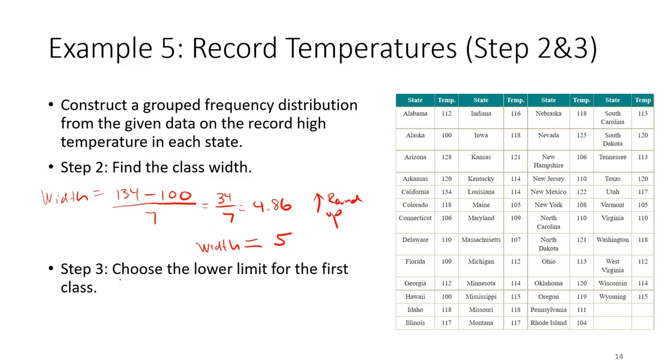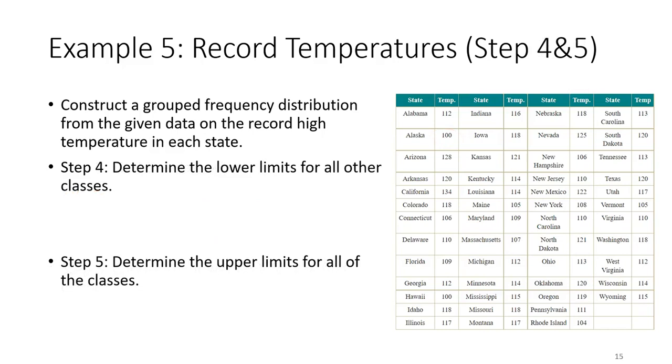We then want to choose the lower limit for the first class. No values go below 100, and 100 is a nice round number, so we're going to choose 100 to be our lower limit for the first class. That's where our distribution is going to start. Now we want to determine the lower limits for all of the other classes. There are 7, so 100, and then we're going to add 5. 105, 110, 115, 120, 125, and 130.